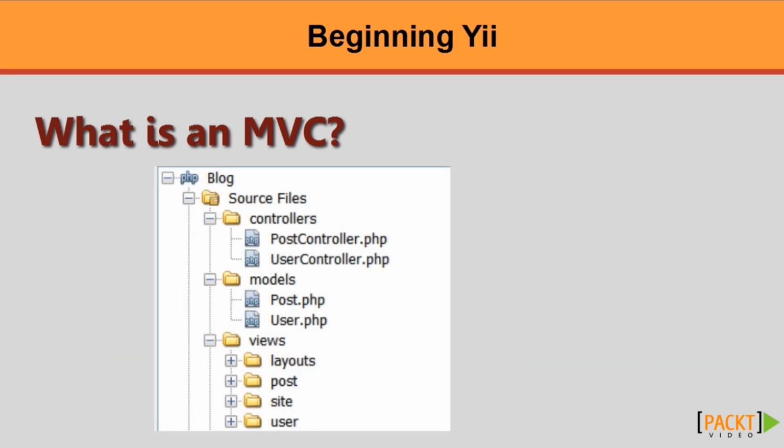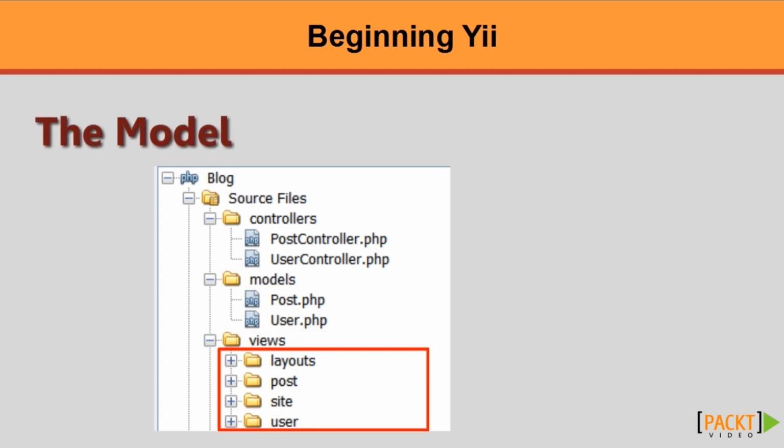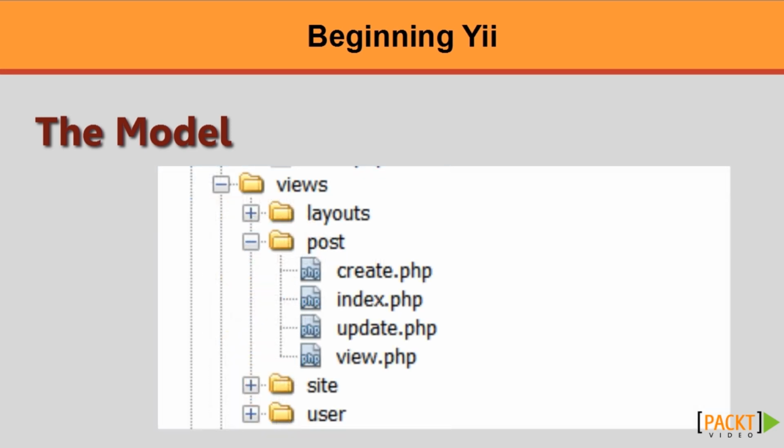Yii stores the classes for each of the model, view, and controllers in a directory. For each controller, there is a PHP file representing that controller. Similarly, for the models. For the views, there is a subdirectory, one subdirectory for each model class, and within that, a PHP file for each of the views defined for that model.